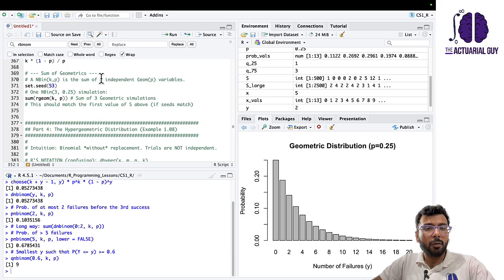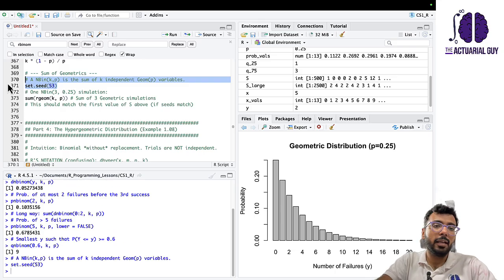Negative binomial is also the sum of k independent geometric distributions, right? We know this because the geometric distribution models the number of failures till the first success, and the negative binomial models the number of failures till the kth success. So if you add k geometric distributions, you will get a negative binomial distribution. So one way to simulate it is to sum your geometric random variables, right?